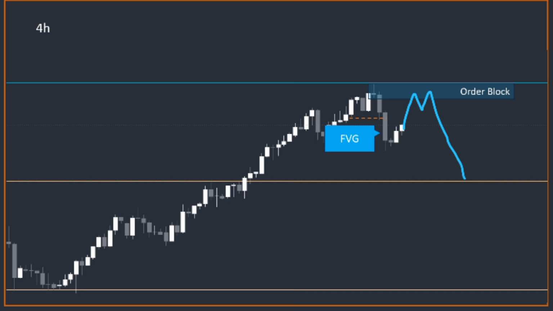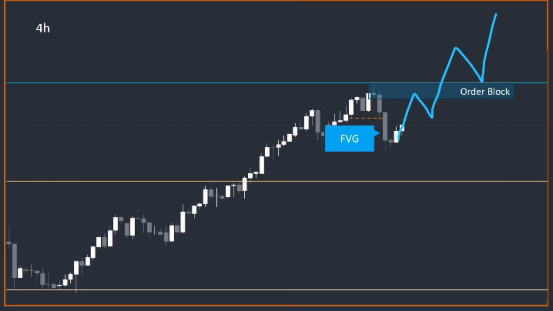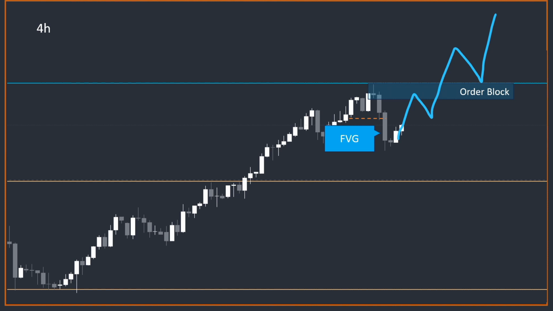Or another scenario is that if price fails to reject from the order block, price could also break the order block and continue going to the upside. This is another possible scenario.